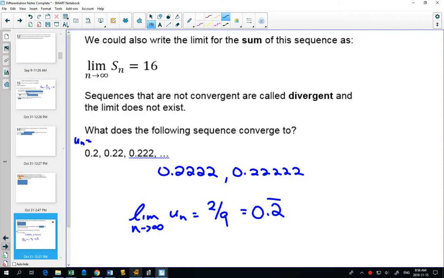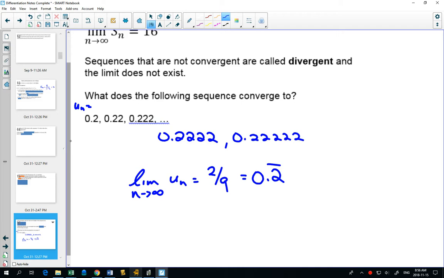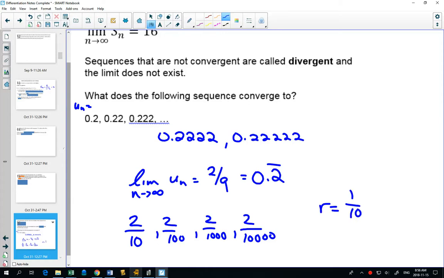Oh, do you want to see the geometric sequence proof of this? Okay. If I write the following sequence, 2/10, 2/100ths, 2/1,000ths, 2/10,000ths. Can you see that if I added this one and this one together, I would get the second one? If I added the first 3 together, I would get that one. Can you see in this sequence that it's geometric with r being 1/10?